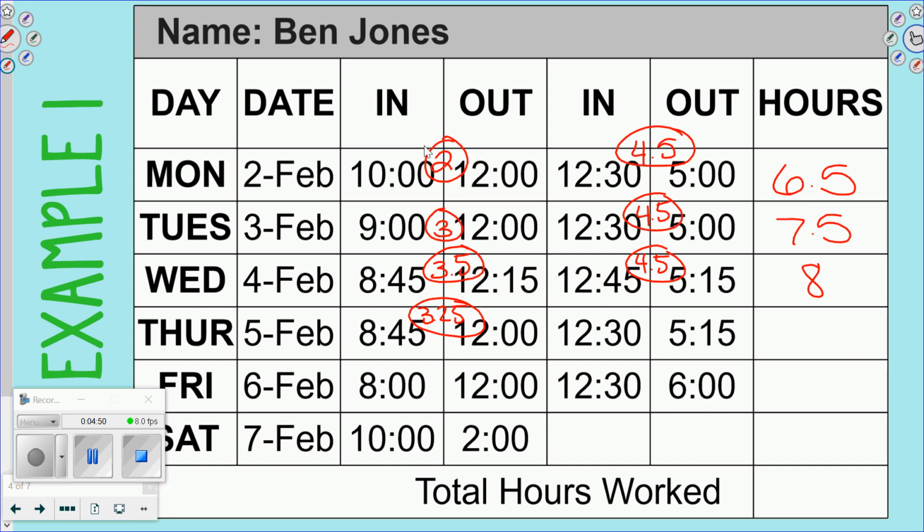All right, and then from 12:30 to 5:15, so 12:30, 1:30, 2:30, 3:30, 4:30, and 45 minutes. So that'd be 4.75. So that'd be 8 hours altogether. What happens if you miss just one part of that? What's wrong with everything after that? It's going to all be wrong. Yeah.